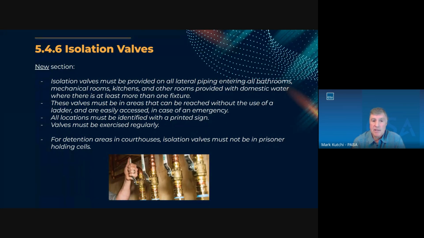A new section was added regarding isolation valves. So isolation valves must be provided for all lateral piping entering all bathrooms, mechanical rooms, kitchens, and other rooms provided with domestic water where there is at least one fixture. The valves must be in an area that can be reached without the use of a ladder and are easily accessible in the case of emergency. Again, the point for these valves is to be able to easily shut off the water if there's a leak, so that the room doesn't get flooded or destroyed.